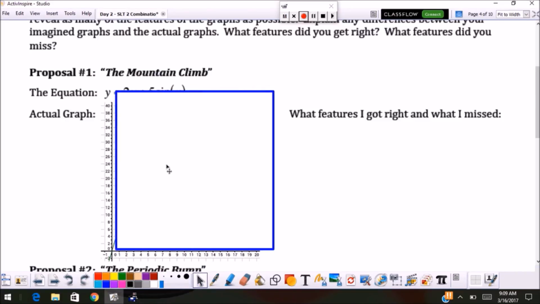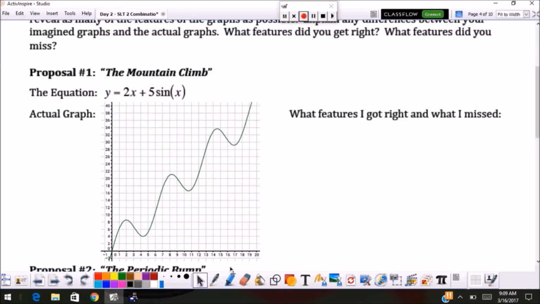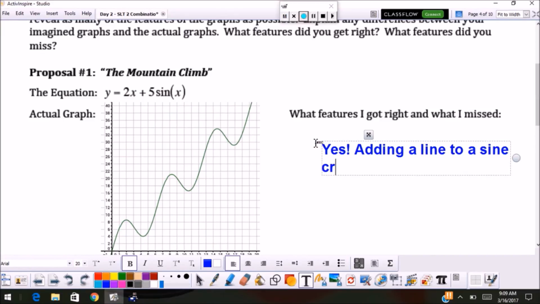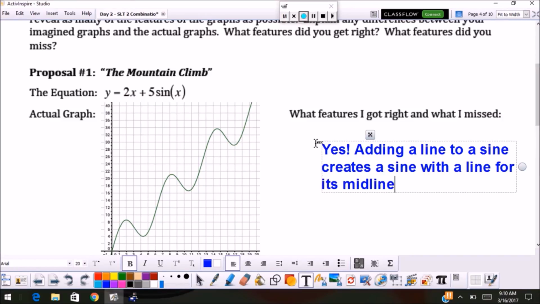So here is what the mountain climb looks like. And were we correct? Yes! Adding a line to a sine creates a sine with a line for its midline, sounds like a Dr. Seuss book. It's a lot of lines.